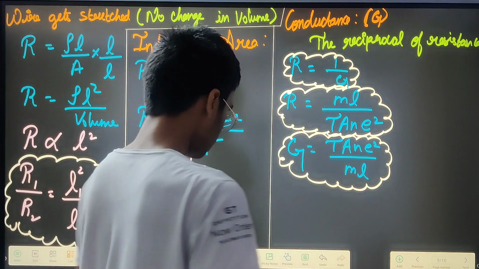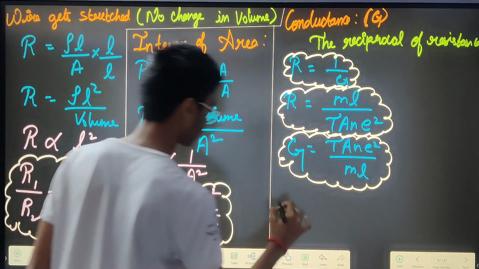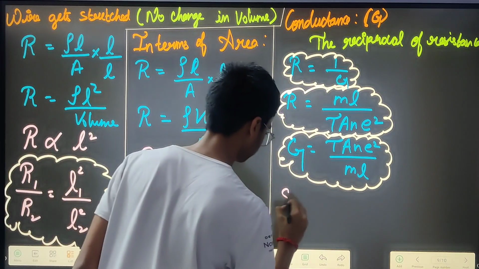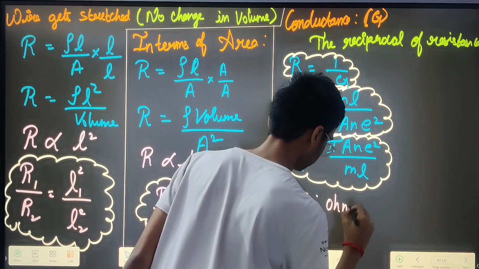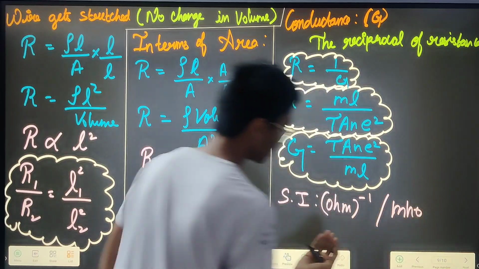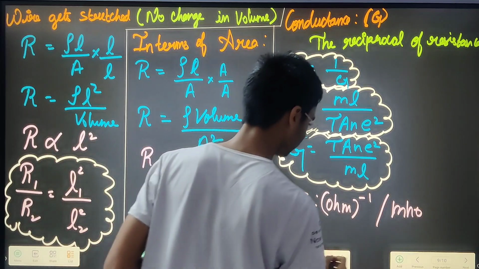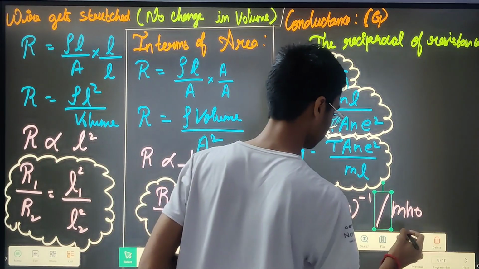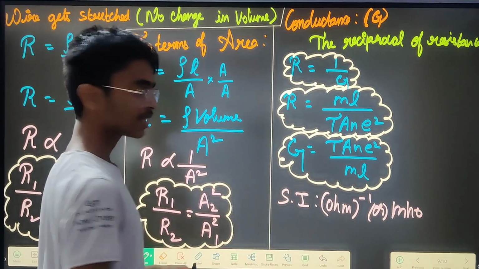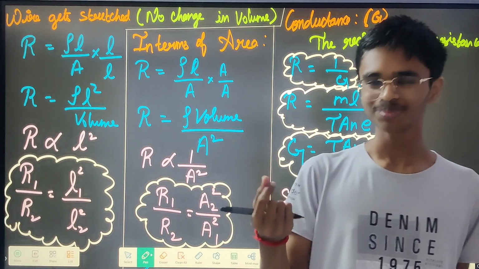So its SI unit is actually ohm inverse or mho. Just write this word like this, in the mirror form. So that means mho. Okay, so you can say it like this, with the ohm inverse symbol. Actually, it should not be said as ohm.